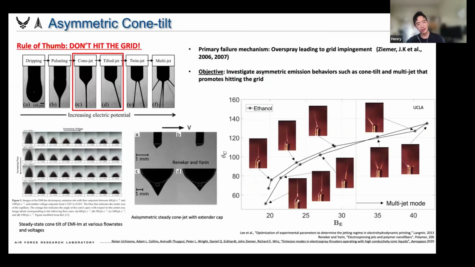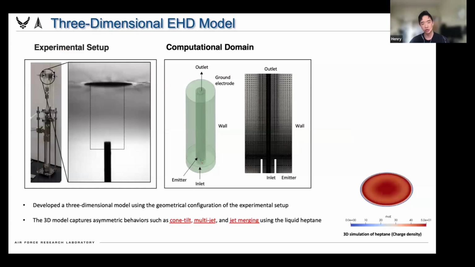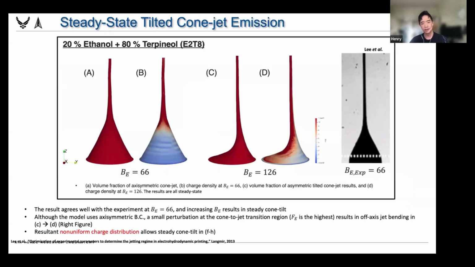Also, we studied asymmetric cone tilt. As we increased the electric potential, we were seeing a steady state tilted jet, and even further, we get the multi-jet mode. Also, we did ethanol experiments where we observed steady state tilted cone emission at an electric bond number of 30. And we wanted to know why this is happening. So we modeled a three-dimensional EHD model to capture that cone tilting emission using 20% ethanol and 80% terpineol.